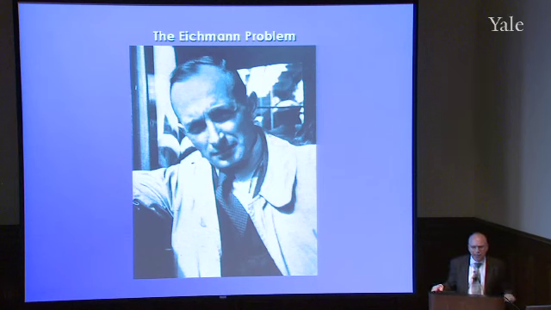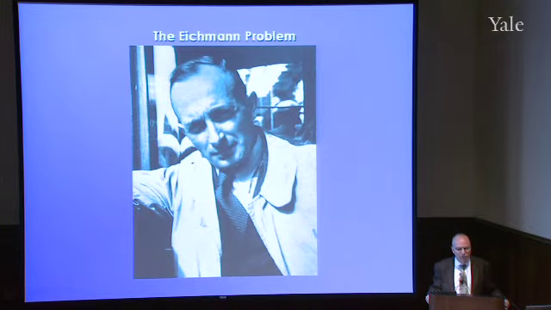And at that time, a young political theorist, not particularly well known, called Hannah Arendt, covered the trial for the New Yorker magazine in a series of articles, which were subsequently published as a book called Eichmann in Jerusalem, which is what I'm having you read for Wednesday's class.